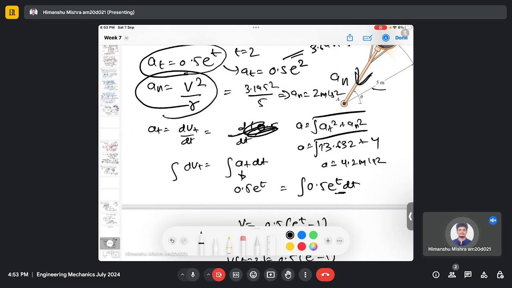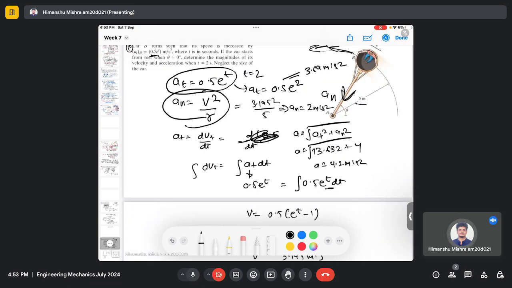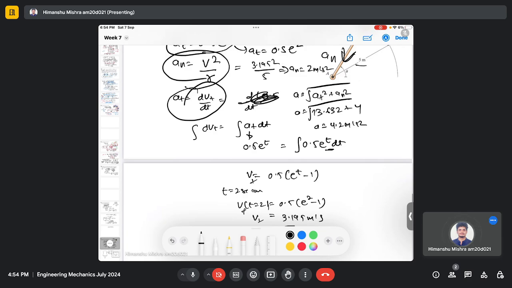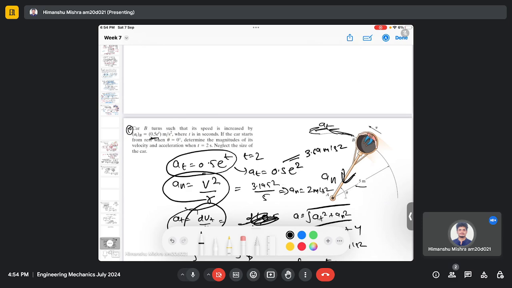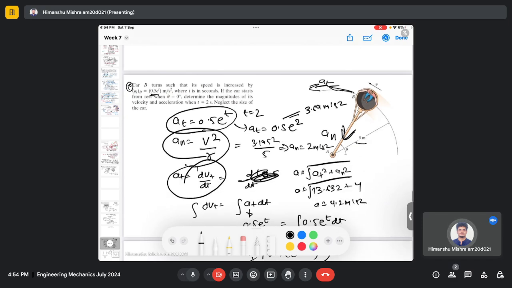Here also you can see that we just use the expression. It's nothing very complicated. We identified that the acceleration given in the question was the tangential acceleration, and we used the general formula: tangential acceleration, which is the change in tangential velocity with time, to find the tangential velocity. Then we found the normal acceleration to find the overall magnitude of acceleration. Most of the problems are like this only.